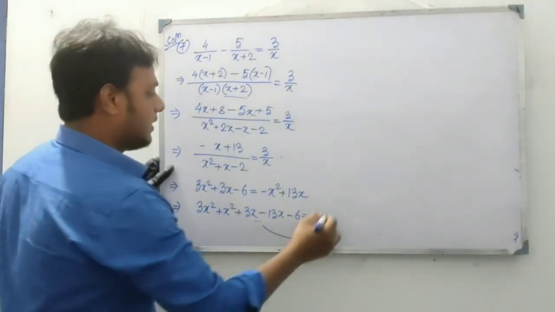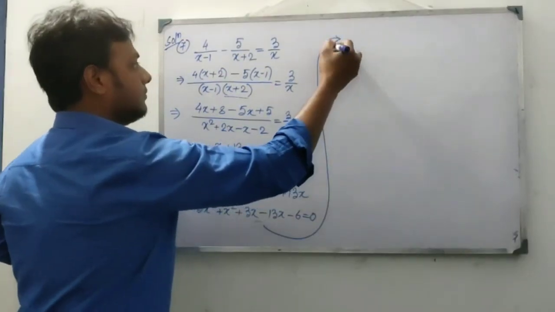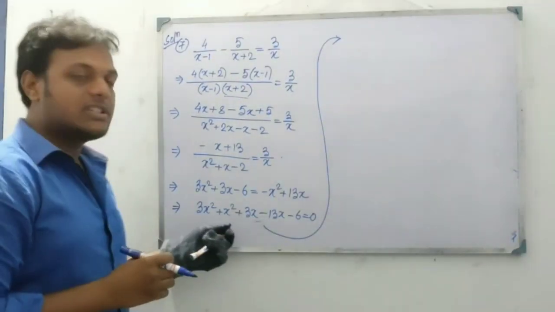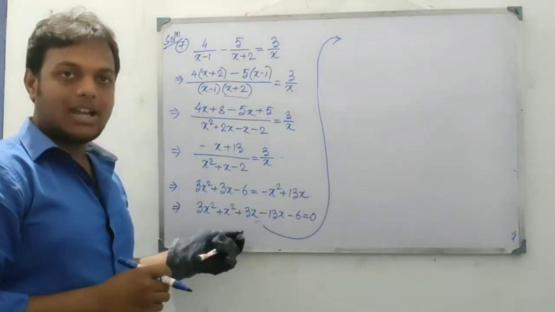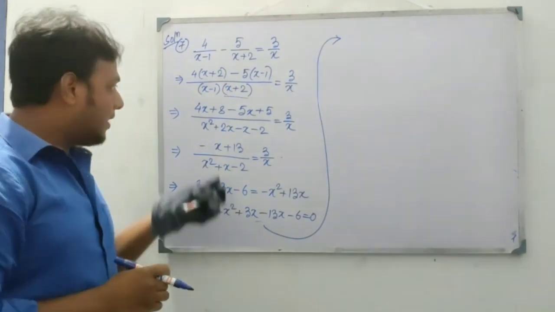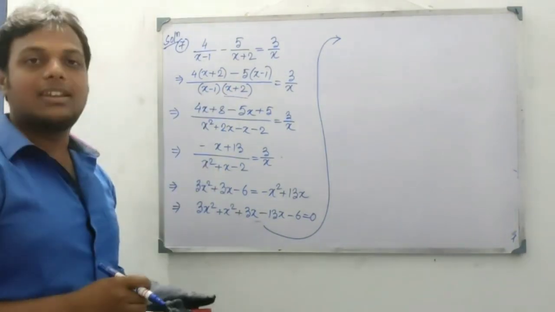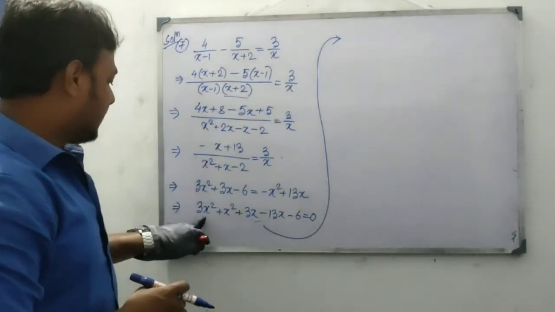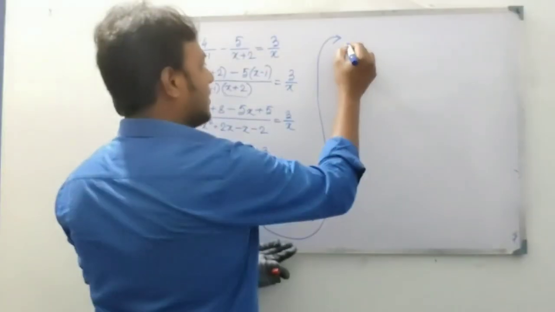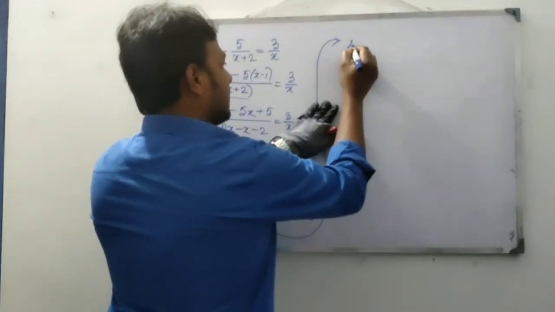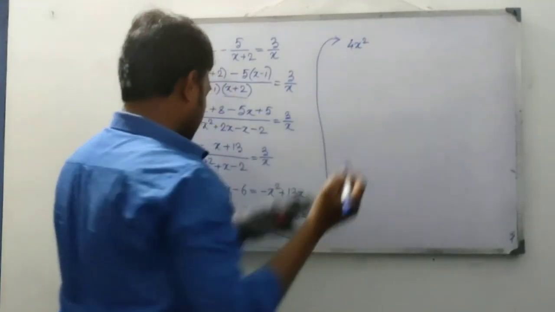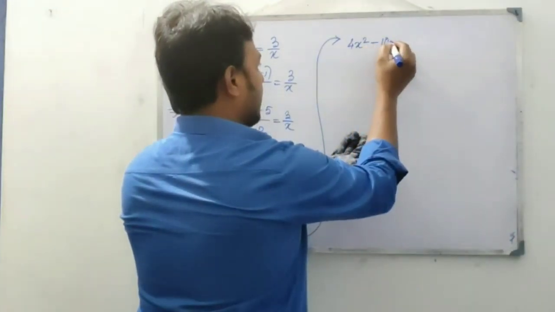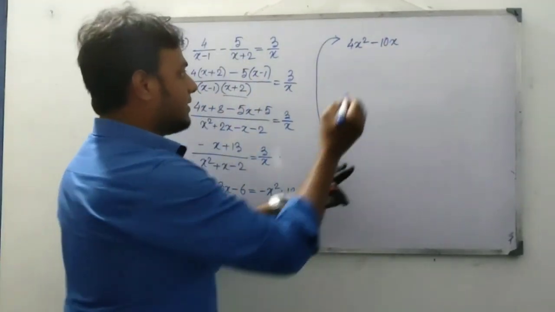Okay, after this line, actually I have not jumped a single step. That is why this solution is very large. Okay, you can jump the step. 3x square plus x square means 4x square. Here 3x minus 13x is minus 10x and minus 6 equals to 0.